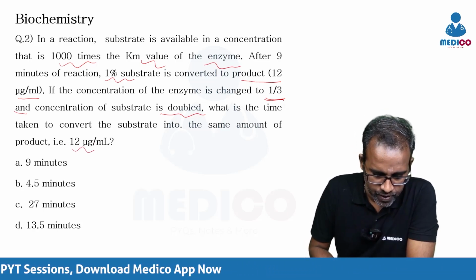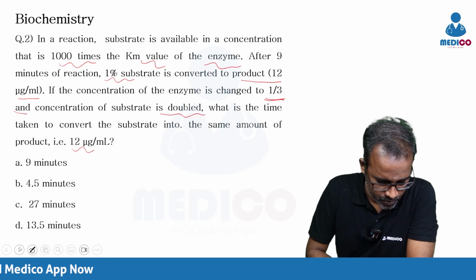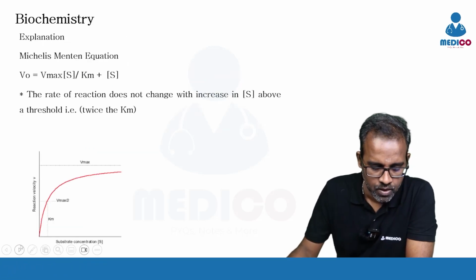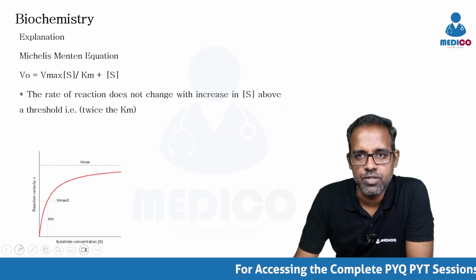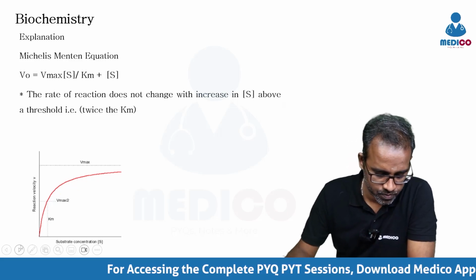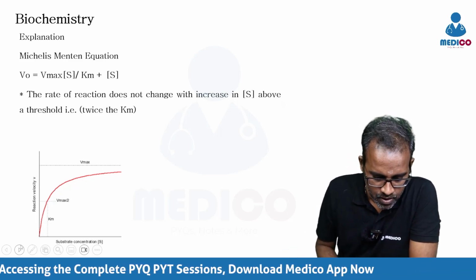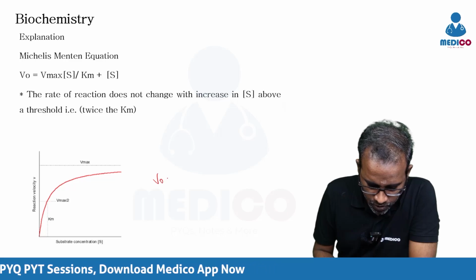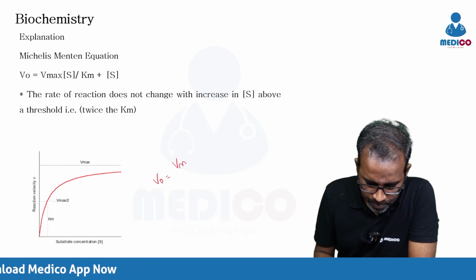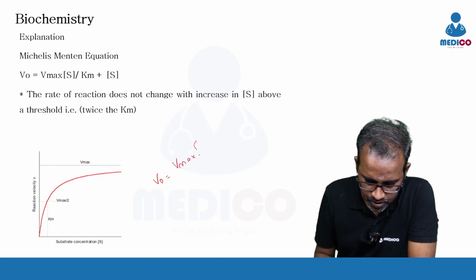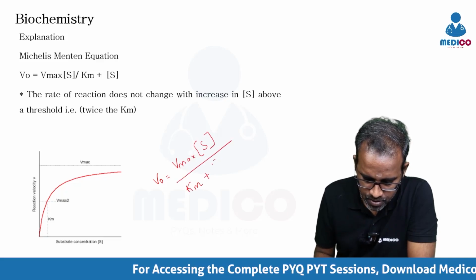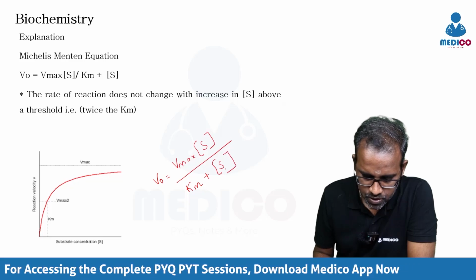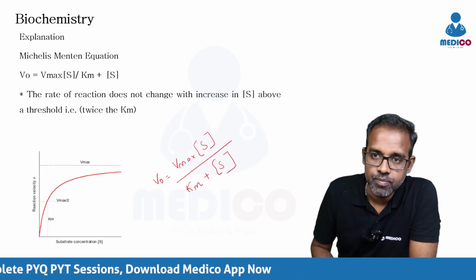So for this, we need to understand a few things to answer this question. First, what is the Michaelis-Menten equation? The Michaelis-Menten equation is an equation used to understand enzyme kinetics. The velocity is equal to Vmax, which is the maximum velocity, into substrate concentration divided by Km, which is Michaelis constant, plus substrate concentration.